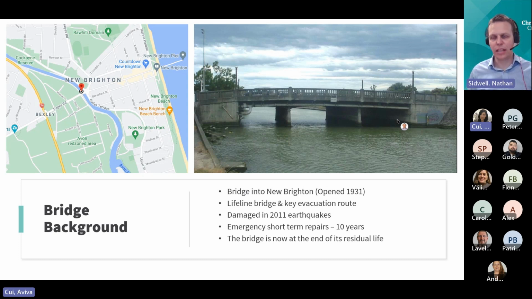The bridge had short-term emergency repairs after the 2011 earthquake. The short-term emergency repairs were done by the SCIRT Alliance, and were deemed to last 10 years. They were done in 2015, so essentially that means they will last until 2025. Now, they don't necessarily expire, but at 2025 the bridge is due for replacement. It's just like a house designed for 50 years. So the bridge is deemed to be at the end of its residual life now.